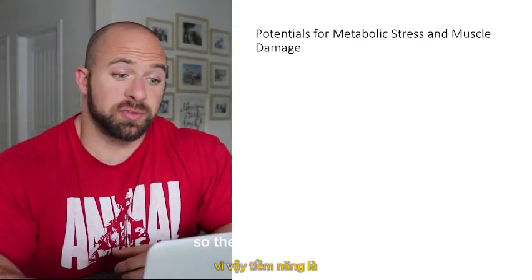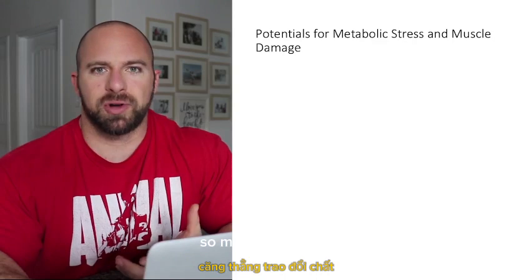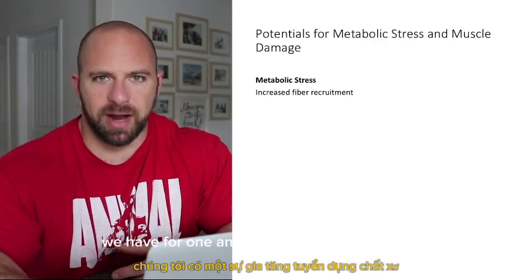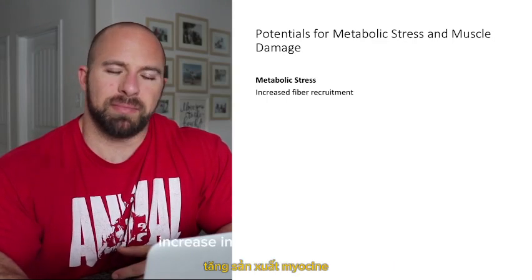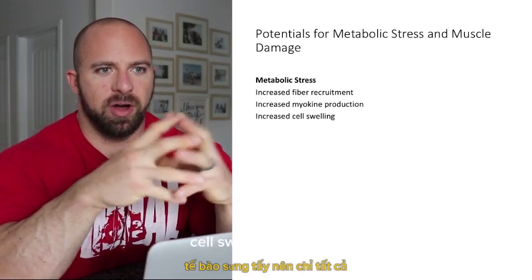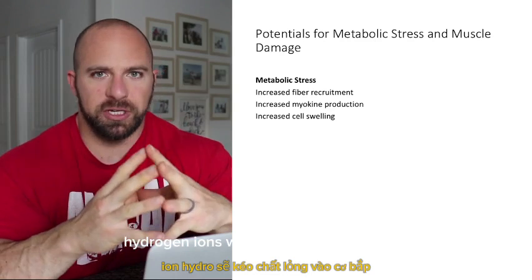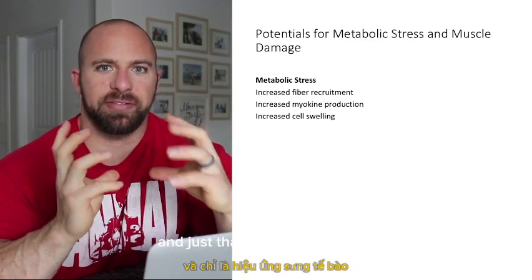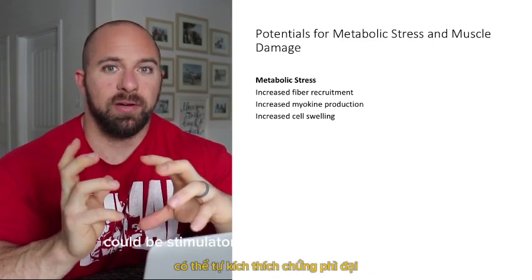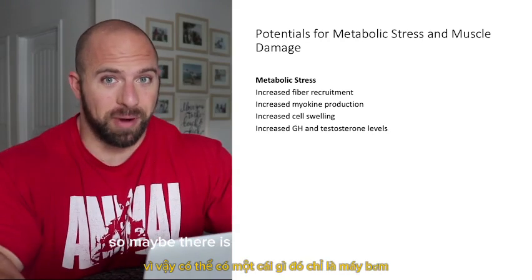So the potentials for metabolic stress and muscle damage. For metabolic stress, we have, for one, an increase in fiber recruitment, increase in myokine production, and cell swelling. All the lactate and hydrogen ions will pull fluids intramuscularly, and just that cell swelling effect could be stimulatory for hypertrophy on its own. So maybe there is something to just the pump in general.